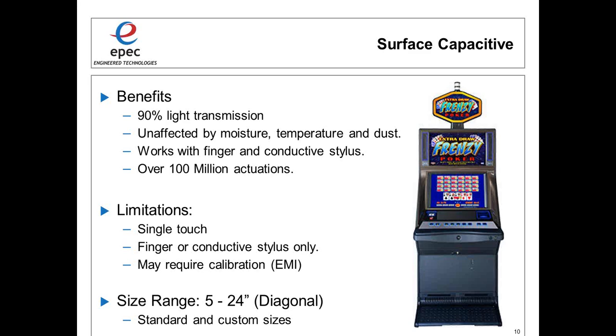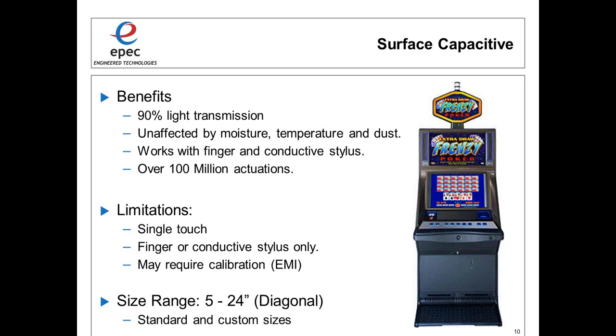So, you know, if it's a cold weather application where the user may be using gloves or things like that, it's not the technology. It's going to need a finger or a conductive stylus. But because we're not flexing material, again, we're going to get a good number of actuations. It's going to be very durable. We're up to 100 million actuations on the surface capacitor.